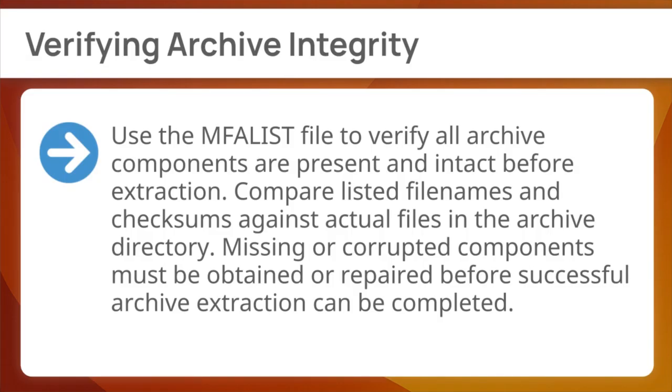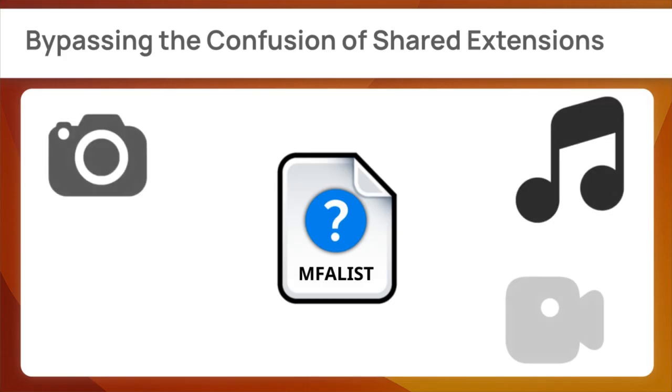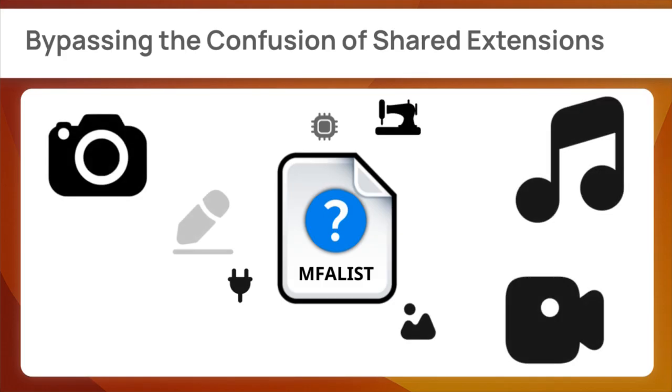Compare listed file names and checksums against actual files in the archive directory. Missing or corrupted components must be obtained or repaired before successful archive extraction can be completed. If compatibility checks failed, it is likely because the file extension name is shared by different developers for unrelated formats, causing your PC to use the wrong reading language.